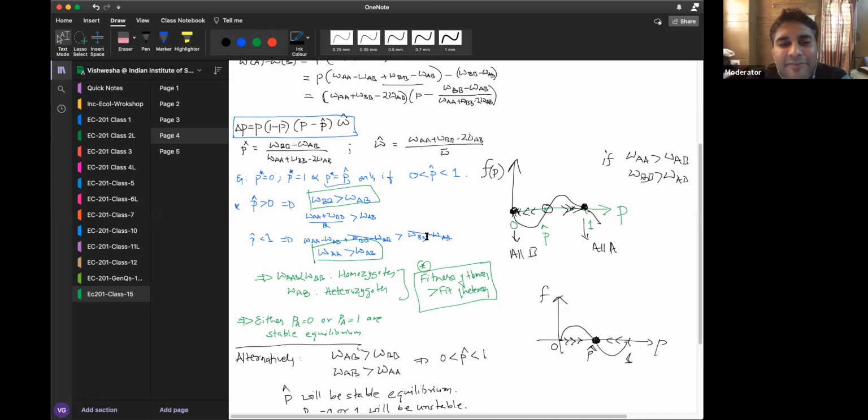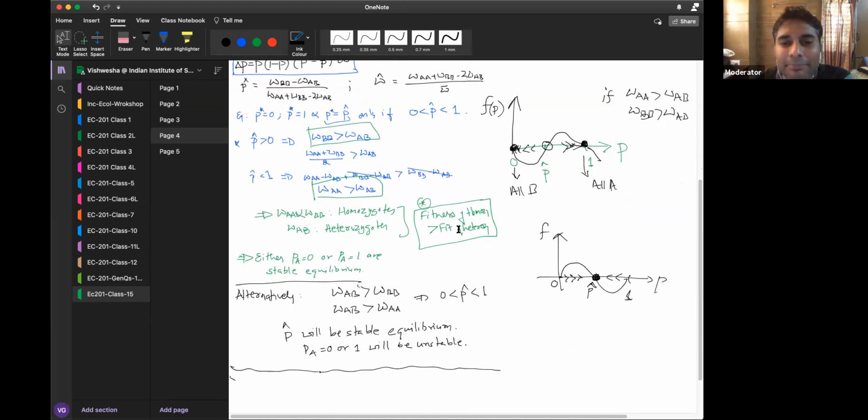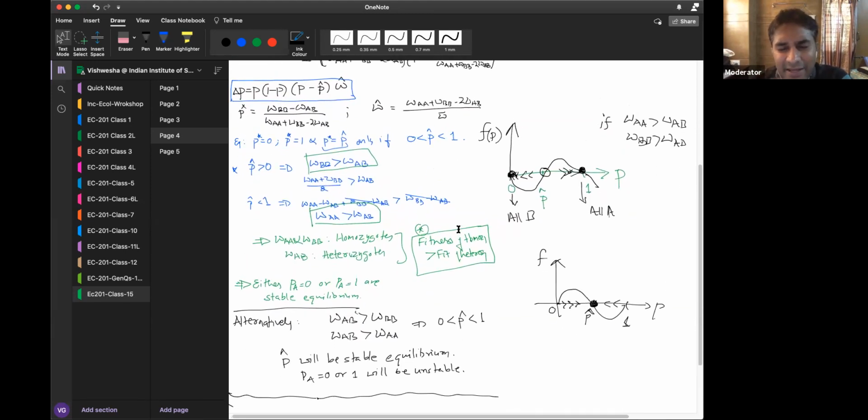I will give an assignment question where this can be applied to some real world context. I will look it up a bit, but I think this should be relevant to the case of sickle cell anemia. So I'll try to give an assignment question that helps you think through these ideas in a specific context.